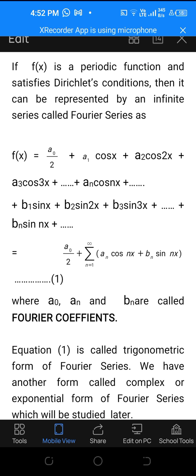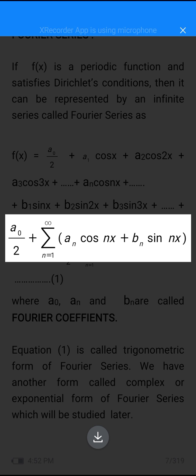f of x equal to a naught by 2 plus a1 into cos x, etc., up to cos nx, plus b1 sin x plus b2 sin 2x, etc., up to bn sin nx. Shortly, we can write this as a naught by 2 plus summation n equal to 1 to infinity of an cos nx plus bn sin nx. How are we writing this? Since we have an elaborated series like this, we can shrink that series into a common form, summation n equal to 1 to infinity of an cos nx. The same summation applies to bn sin nx also. So commonly they have written this value.